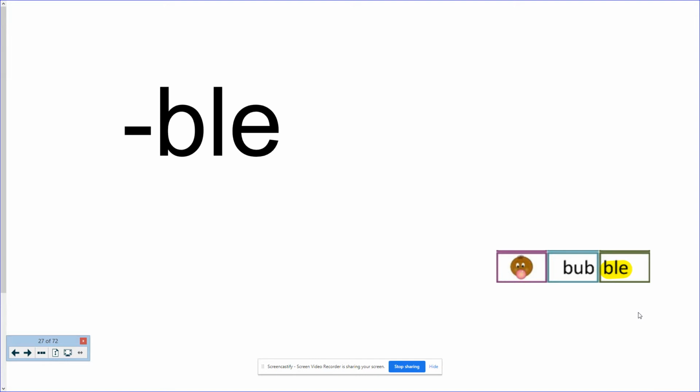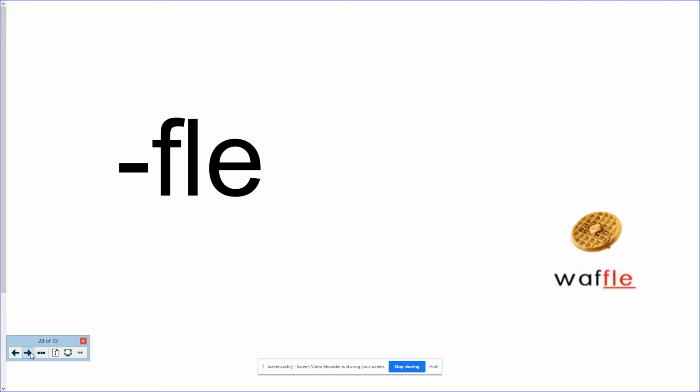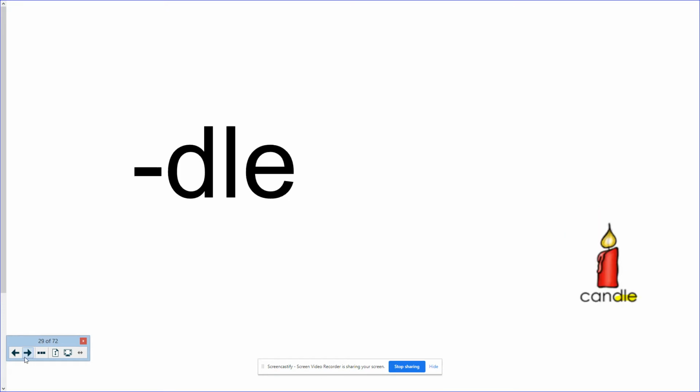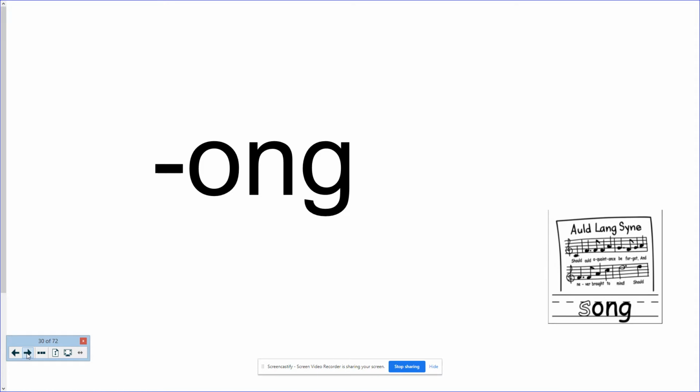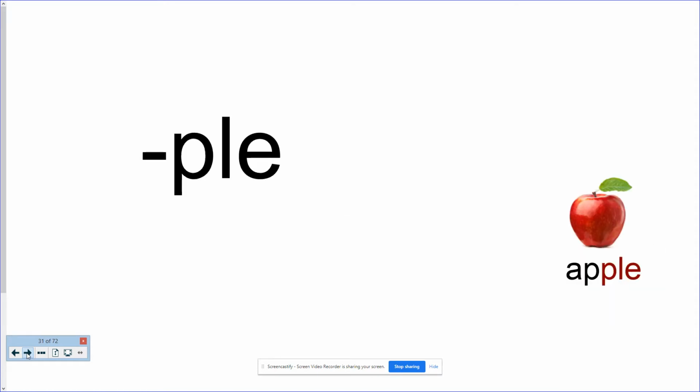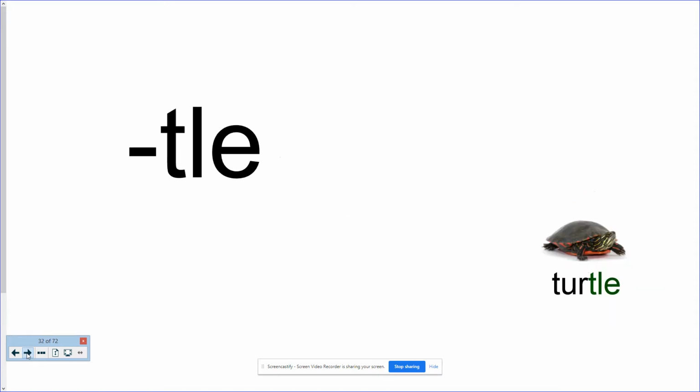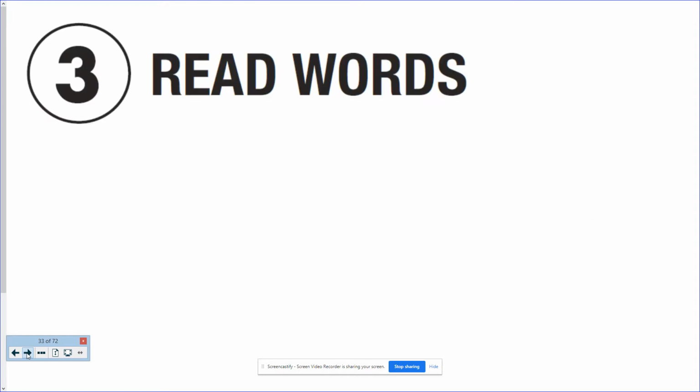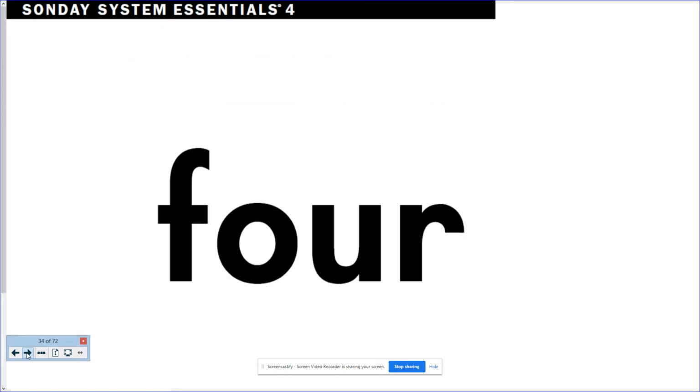BLE, like in bubble. FLE, like in waffle. DLE, like in candle. ONG, like in song. PLE, like apple. TLE, like turtle. Now we're going to read them.